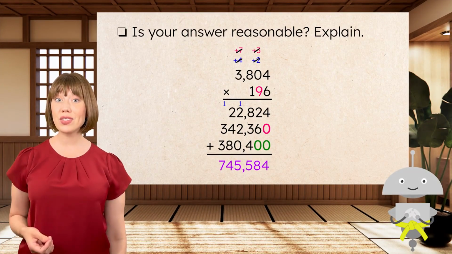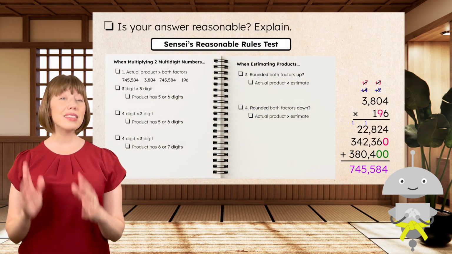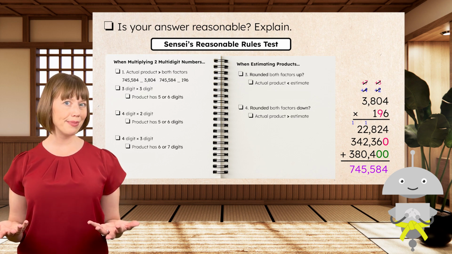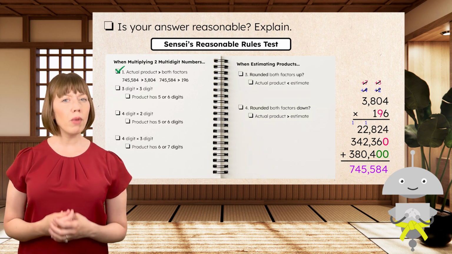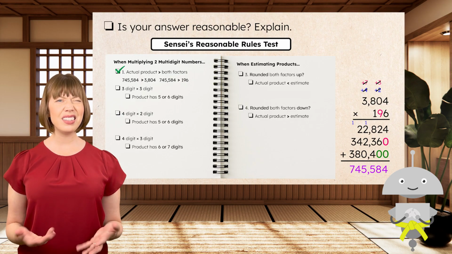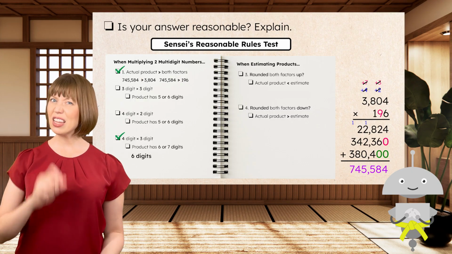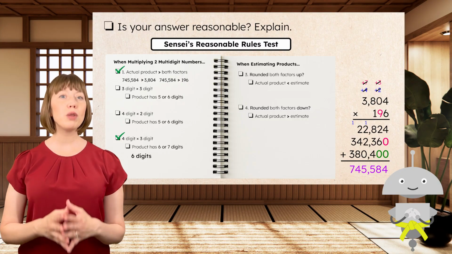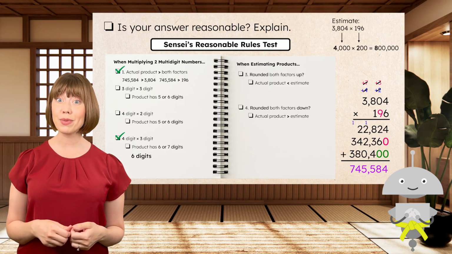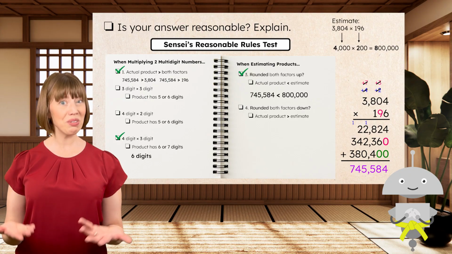That's our actual answer. Is it reasonable? Let's check the rules. Is 745,584 greater than both factors? Yes. We multiplied a 4-digit number times a 3-digit number, so we expect to see 6 or 7 digits in our answer. Ours has 6. Check again. We rounded both factors up, so our actual answer should be less than the estimate. And it is. Everything checks out. Our answer is reasonable.